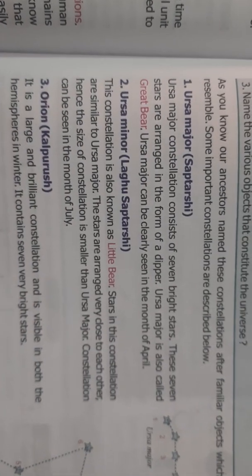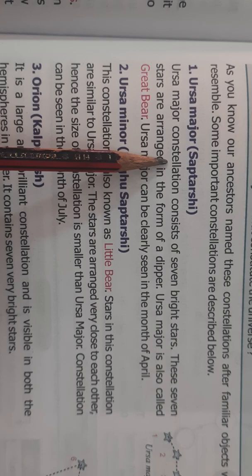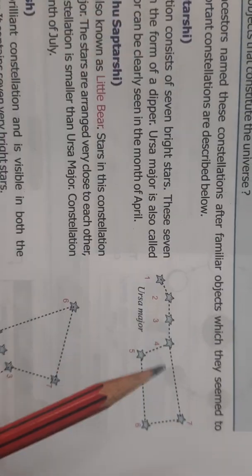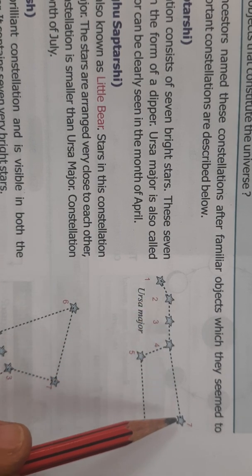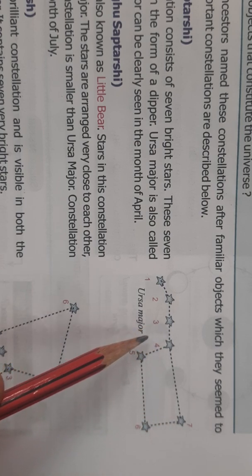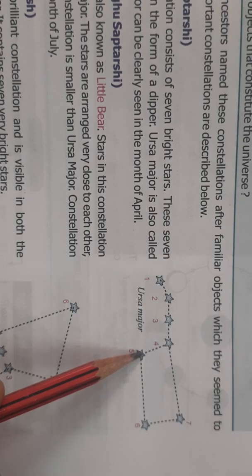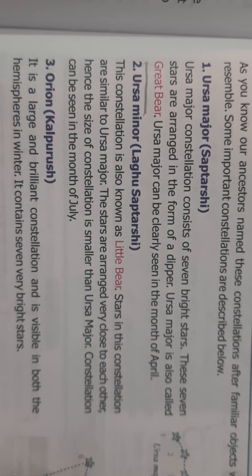Now there are some important constellations. The first constellation is Ursa Major, which is called Saptarishi. Why is it called Saptarishi? Because it consists of 7 bright stars, and these 7 bright stars are arranged in the form of a dipper. It is also called the Great Bear. Ursa Major can be clearly seen during the month of April.